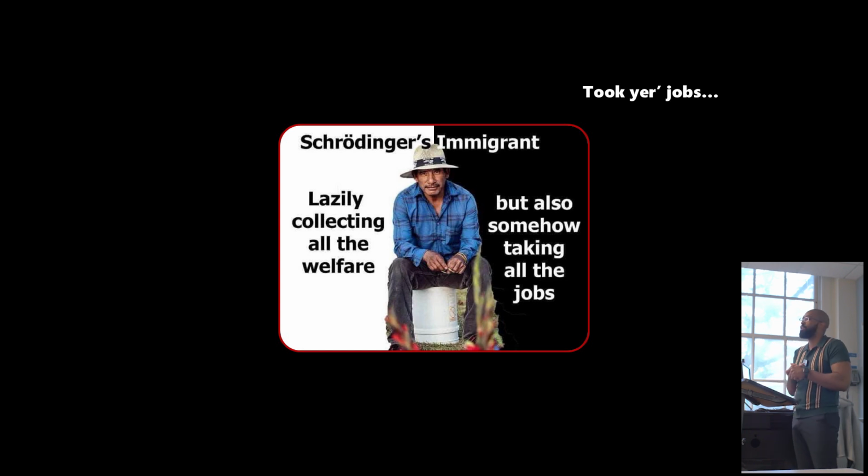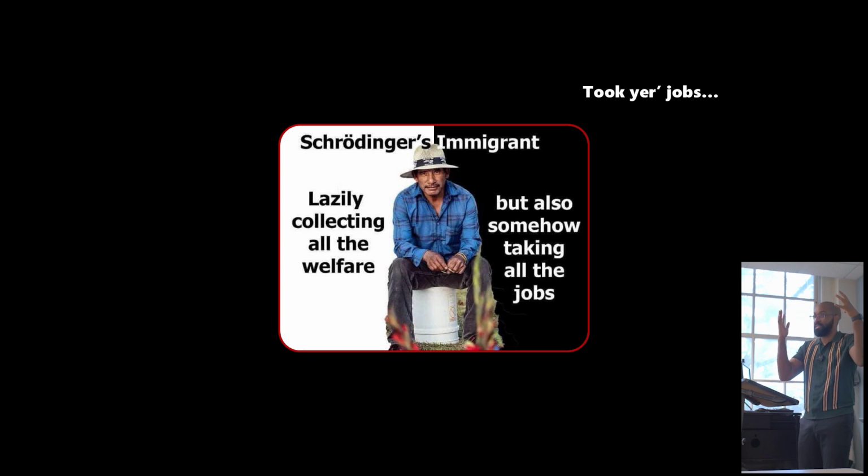Schrodinger's immigrant is the same kind of thing, where somehow immigrants are lazy and they're mooching off of the system and collecting all of the welfare, but somehow at the same time they're taking all of these jobs that somehow just belong to white people. So what does this reveal to you? What does this show you?